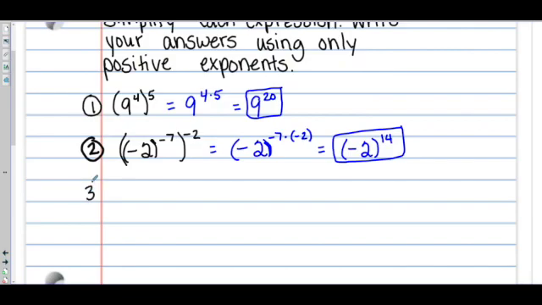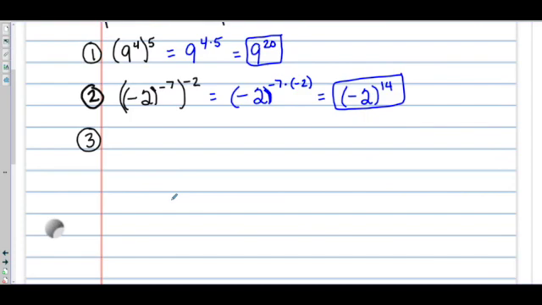Okay, number 3. 12 to the 10th power to the -6th power.